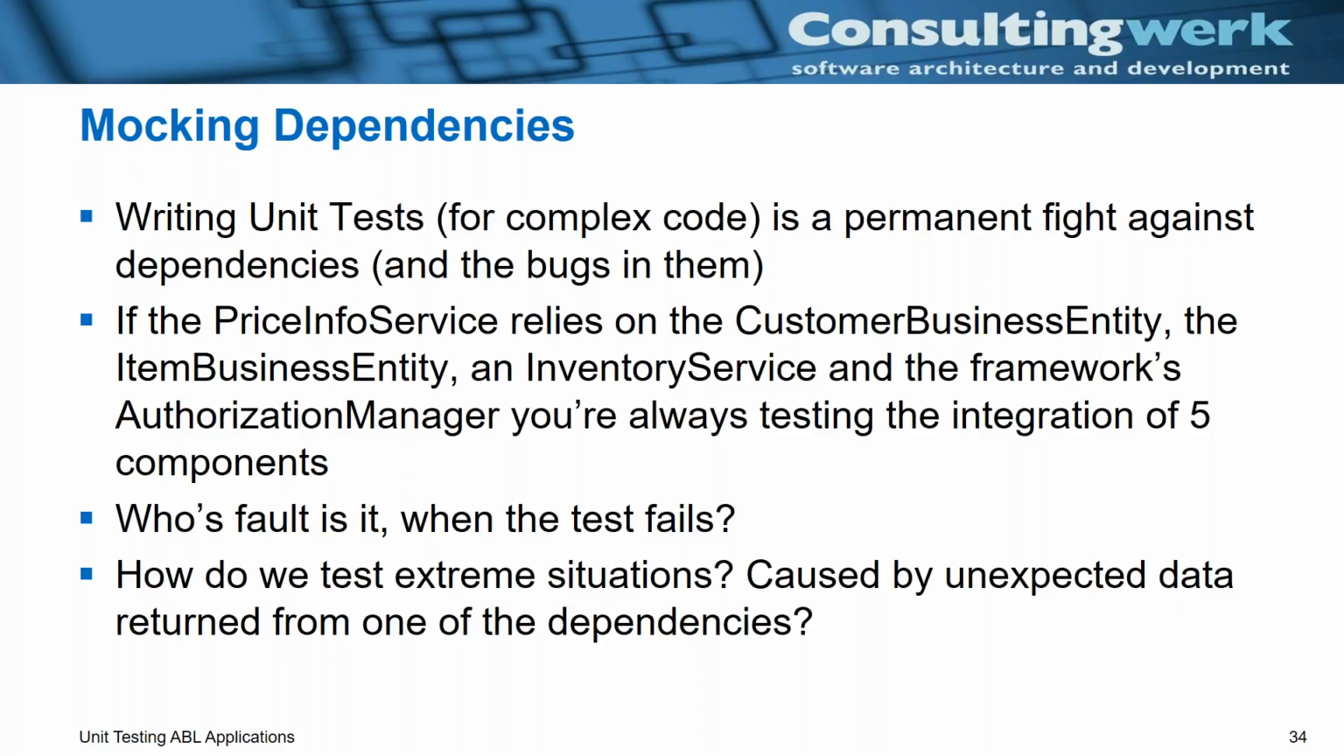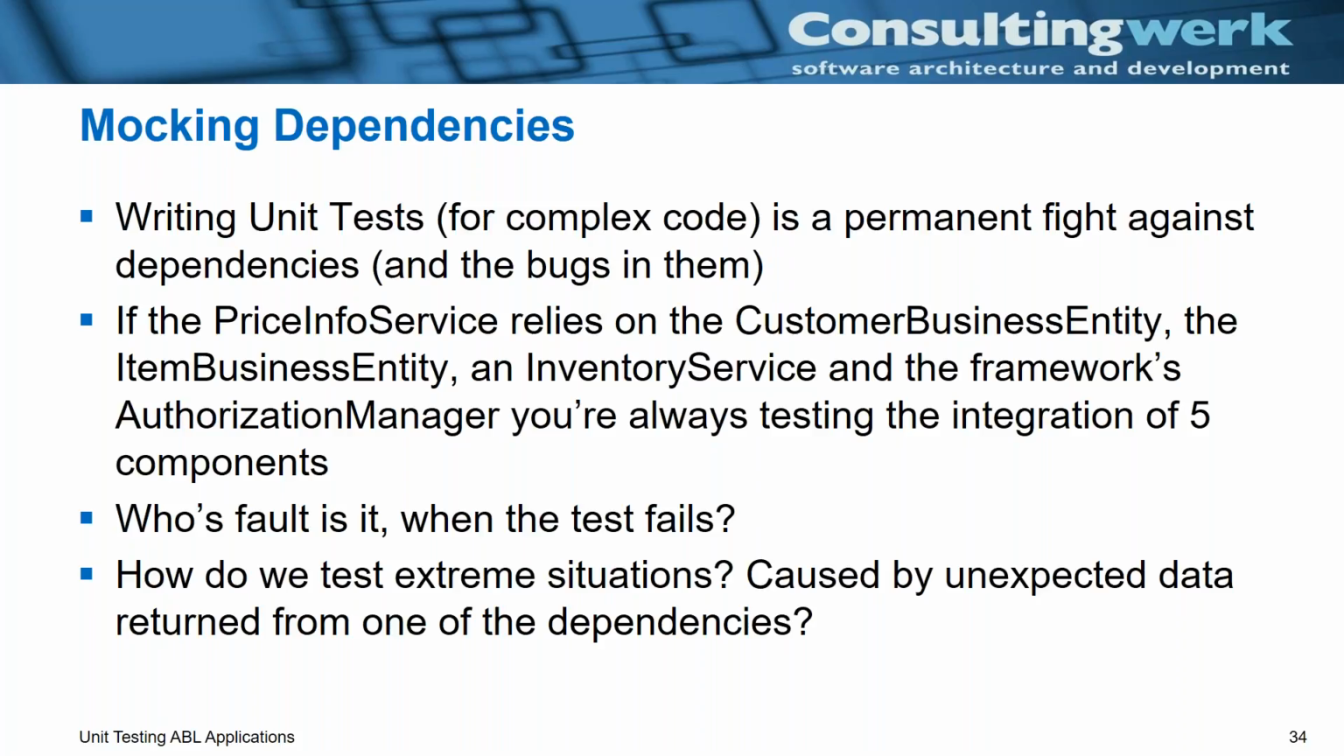So if we look at the price info service, James had database access there. In a modern application, we don't want to do that. We don't want to see database access in business logic. That should all be coming through business entities. That's an architectural discussion, which is also a bit out of scope of this talk. And then there might be two business entities that the price info service might rely on: the customer business entity and the item business entity.